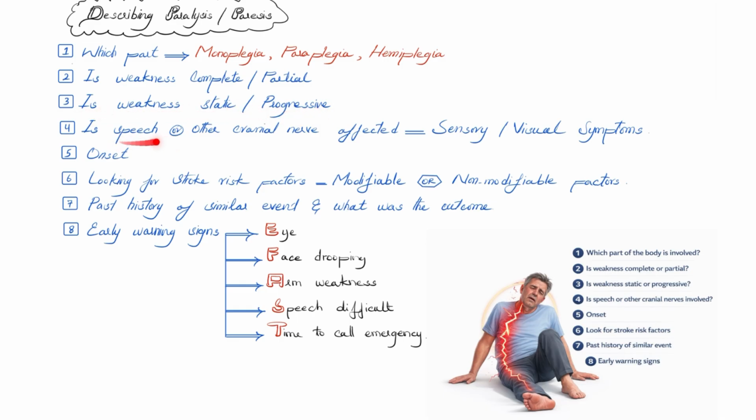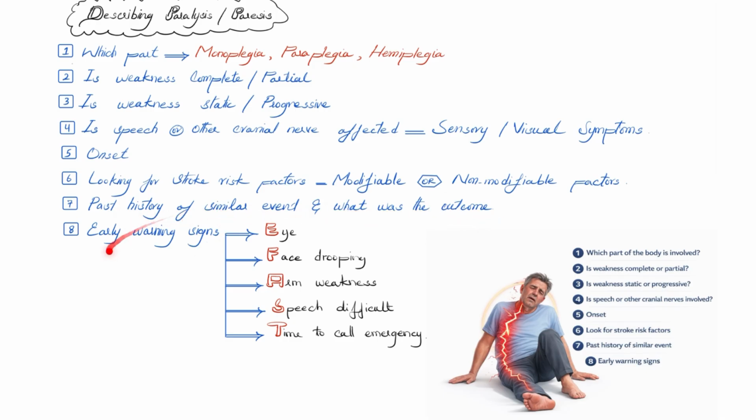Is speech or any other cranial nerve affected, like sensory or visual symptoms? How was the onset? Was it sudden or gradual? Look for stroke risk factors, modifiable or non-modifiable. Modifiable risk factors are like obesity or smoking, non-modifiable risk factors are diabetes or hypertension. We will talk about stroke in our coming lectures. Past history of a similar event, and what was the outcome.